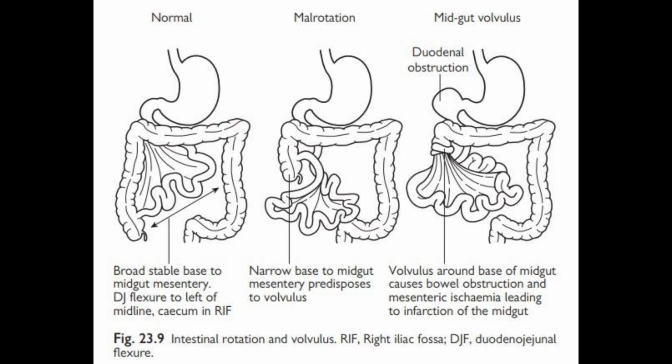But the real answer is... You must have the complete accurate phrase locked in your memory. Midgut equals SMA equals 270-degree counterclockwise rotation. Anything else is wrong.